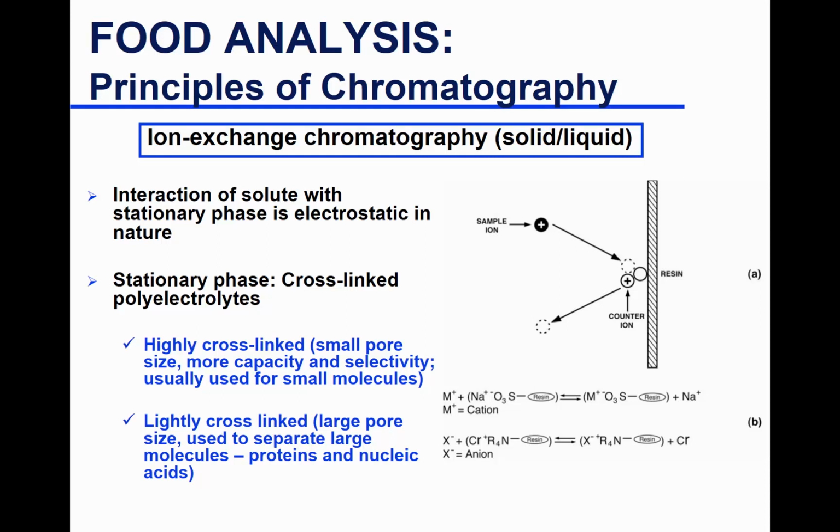So I can use ion exchange chromatography to separate solutes that have different charges, okay? Different net charge. Some have plus 11, others have plus 5. I can separate them. They're both positive, but I can use cation exchange chromatography to separate those that are different in net charge.